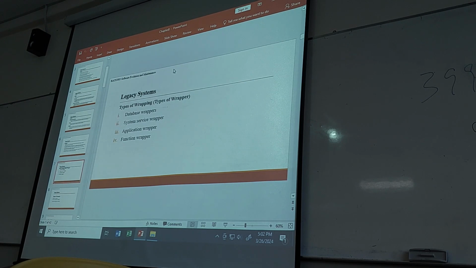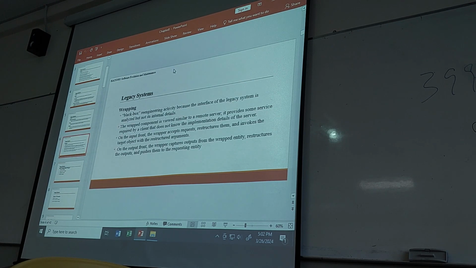What is the wrapping here? You can see that wrapping is a black box re-engineering activity when we apply a layer of code to surround or to cover the target function, module, subsystem, or system even. So that everything we do is through the wrapper. Understand? So this is the wrapping.